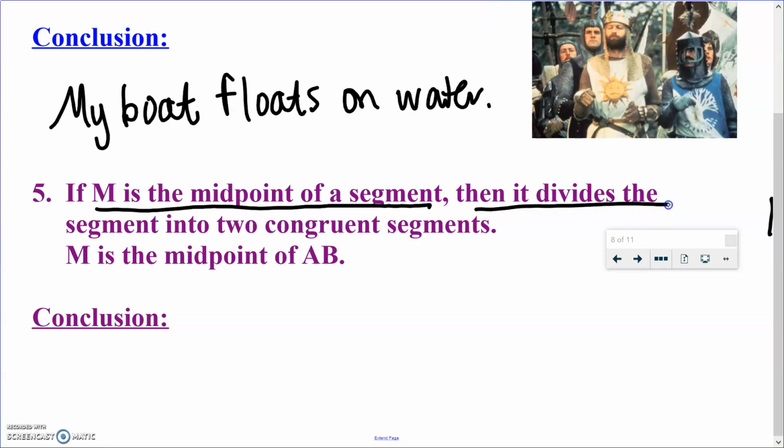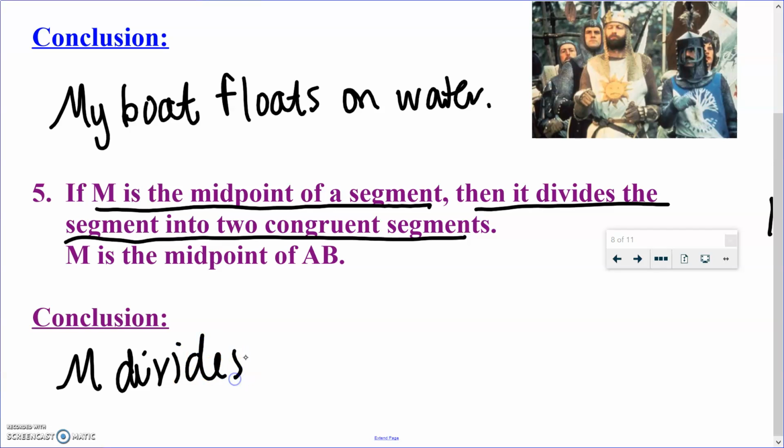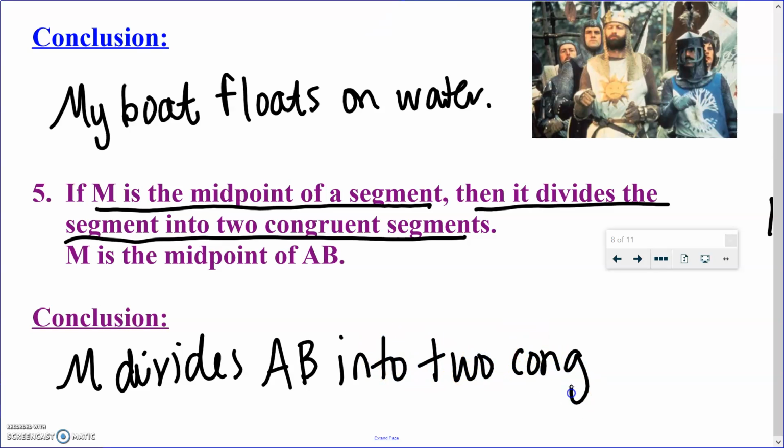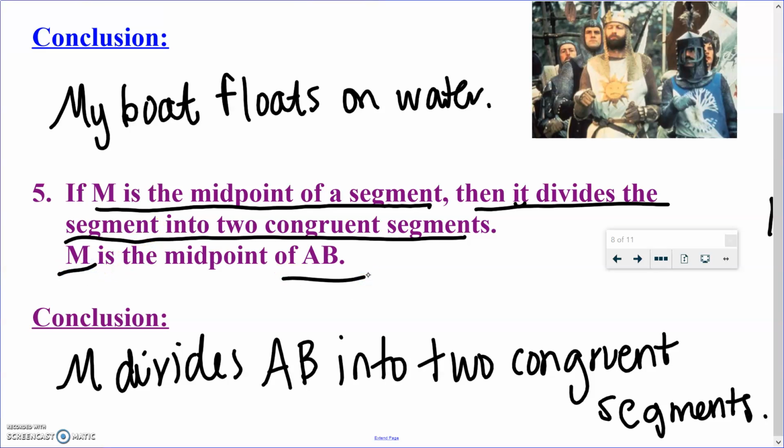So then we want to use this part to write our conclusion using the law of detachment. So we're going to say that M divides AB into two congruent segments. So we're taking these in general, the "it" and the "segment," and replacing it with M and AB, because that's the specific statement using that law of detachment.